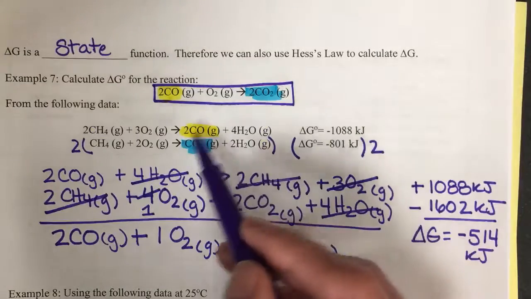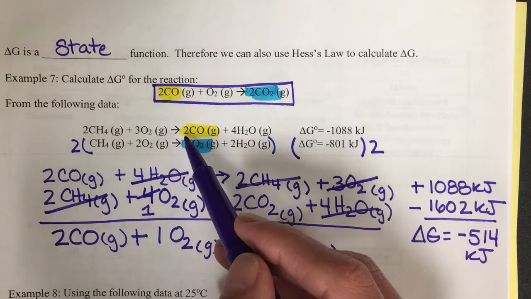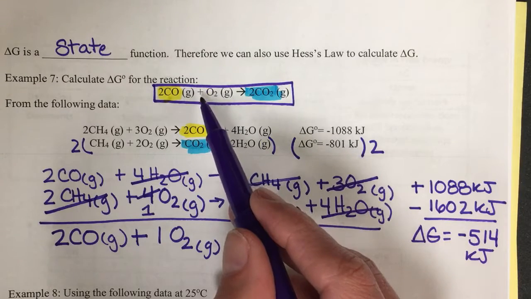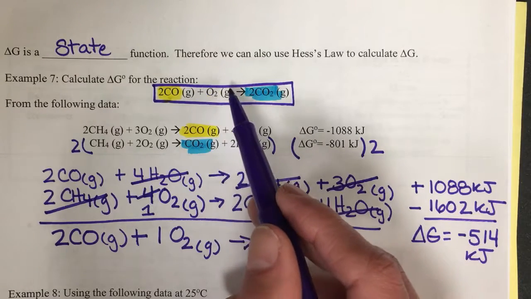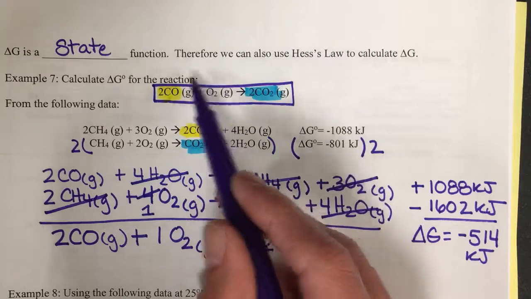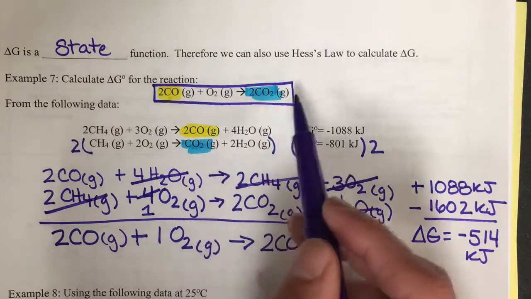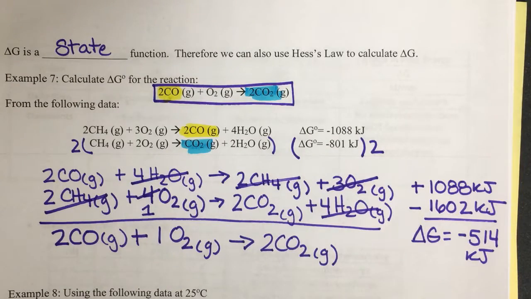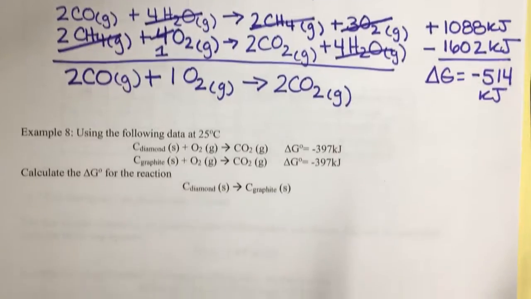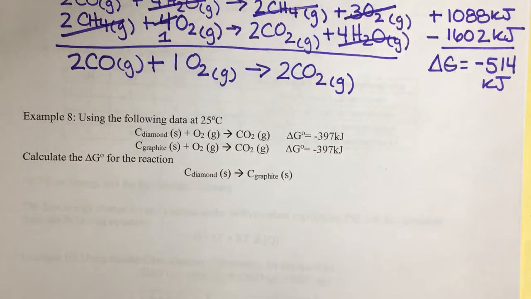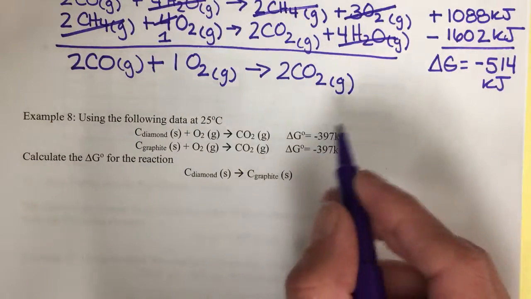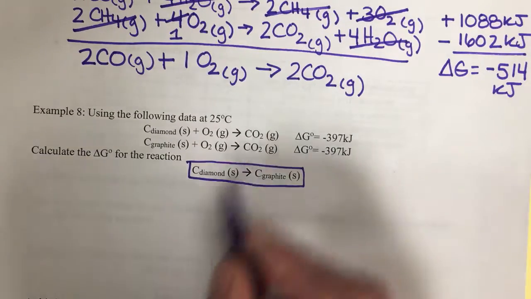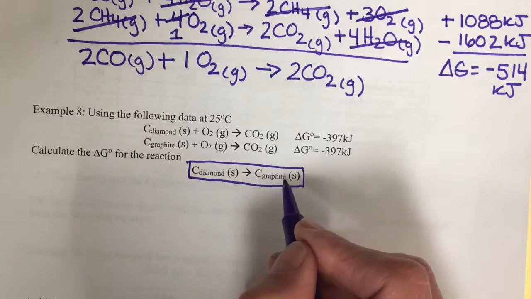Now I didn't go the exact same route, but it doesn't matter. It's a state function. It doesn't matter if I do this reaction in 10 steps or 12 steps or 1 step. As long as I have the same initial states and the same final states, the delta G will be the same. So take a second, solve out example 8, use Hess's law to determine how much energy it takes to turn a diamond back into graphite.